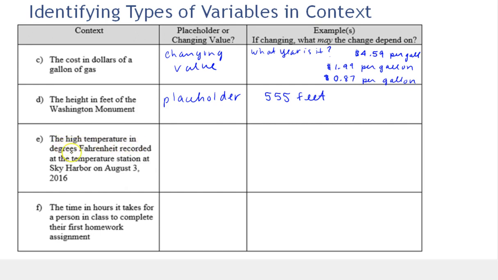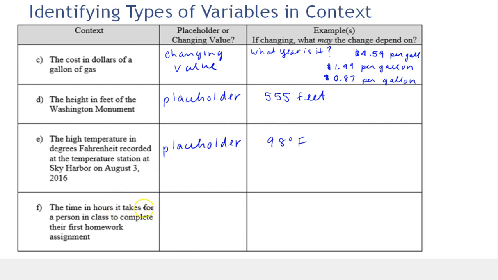Let's look at the next one. The high temperature in degrees Fahrenheit recorded at the temperature station at Sky Harbor on August 3rd, 2016. You may notice this is very specific. We're given a place where they're going to take the temperature, we're given a specific date, and we're also told that it's not just the temperature throughout the day, it's the high temperature, and there can only be one high temperature. So this is a placeholder. I Googled this to give you accurate information, and it was a pretty nice day for August. The high temperature that day was 98 degrees Fahrenheit.